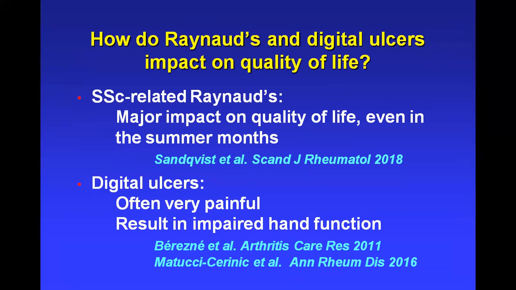So how do Raynaud's phenomenon and digital ulceration impact on quality of life? Because Raynaud's can be so severe in patients with systemic sclerosis, it has a major impact on quality of life. And that's even in the summer months when the temperatures are warmer. And this was shown recently in a Scandinavian study. Digital ulceration can have a huge impact. This is because digital ulcers are often excruciating. They can keep patients awake at night. They very often result in significantly impaired hand function, resulting in disability, including work disability. And this is now very well recognized.